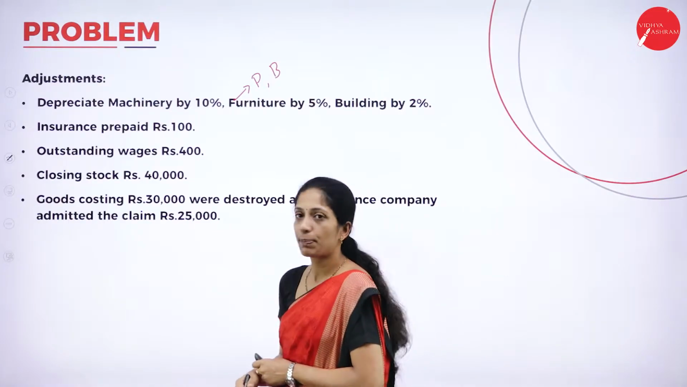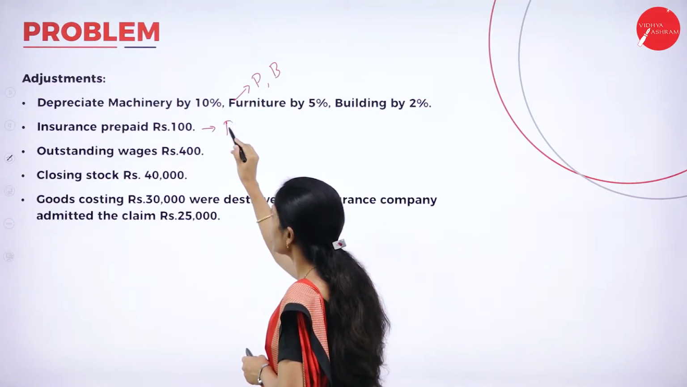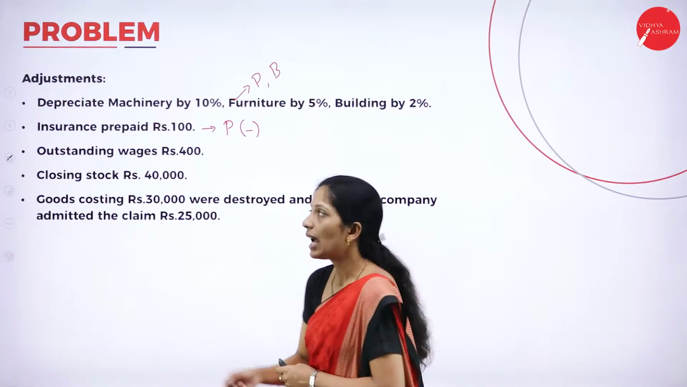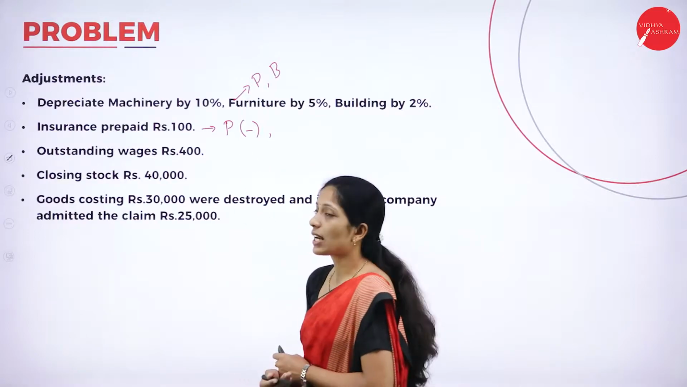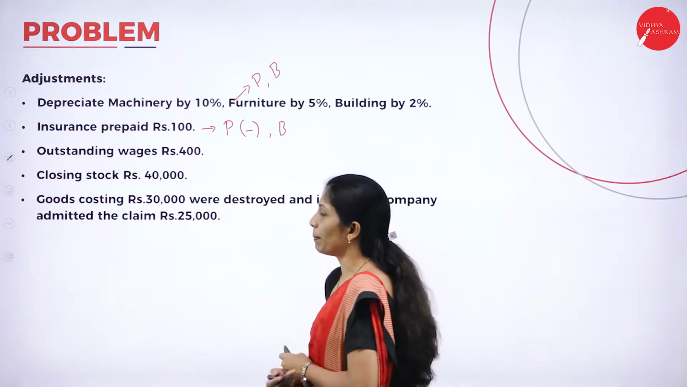Next, insurance prepaid. So insurance is an indirect expense. So we'll record in the profit and loss account where we have to minus the prepaid. And next, insurance prepaid is an asset. So we will record in the asset side of the balance sheet.